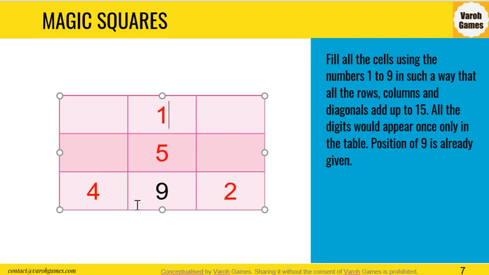Now this grid has become very easy to solve. So 9, 5, 1, 15, 9, 4, 2, 15. 5 plus 4 is 9. So remaining is 6 over here. 5 plus 2 is 7. So remaining is 8 over here. 8 plus 4 is 12. Remaining is 3 over here. 6 plus 2 is 8. Remaining is 7 over here.